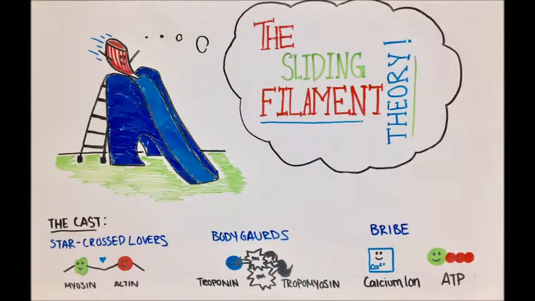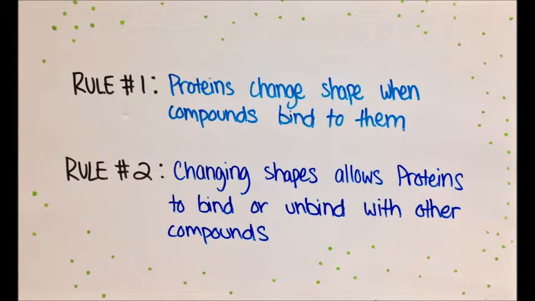Sorry, but they needed some background information before we got real. So remember our friends proteins? All those little munchkins with so many different functions. Just remember that they only follow these two simple rules. Rule number uno: proteins like to change shape when compounds bind to them. Rule number dos: changing shapes can allow these munchkin proteins to bind or unbind with other compounds.